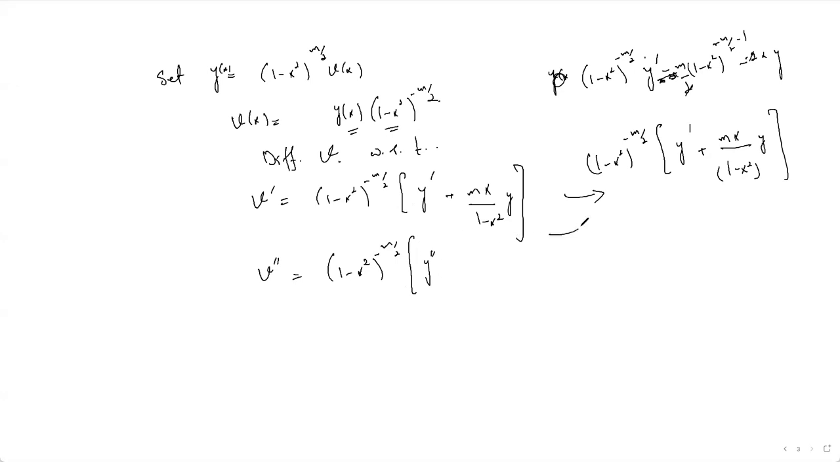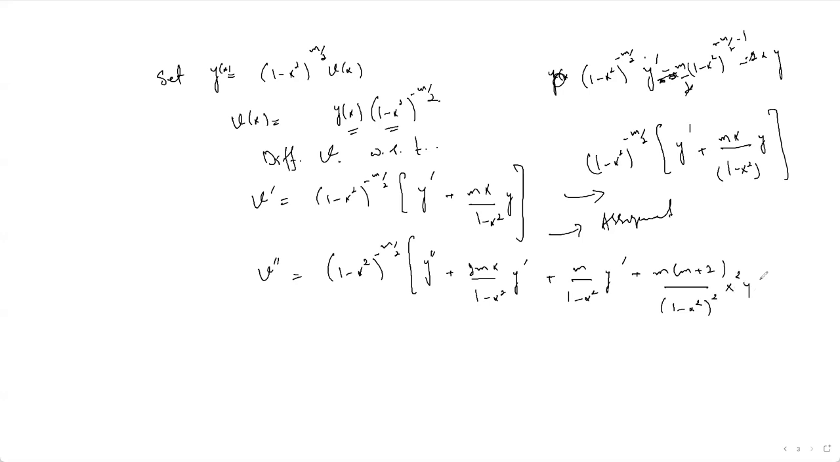This is what I am giving you as an assignment. Elaborate it, as I have elaborated the first one. I will directly write this here. So this is y double prime plus 2mx divided by 1 minus x square into y prime, plus m divided by 1 minus x square into y prime, plus m into (m plus 2) divided by (1 minus x square) raised to power 2, x square into y.